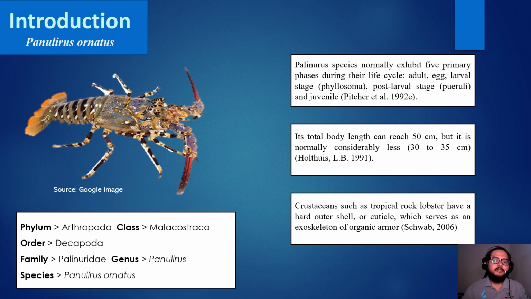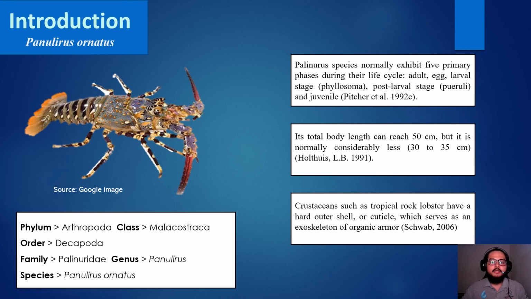Firstly, the introduction for Panulirus ornatus. As you can see, there's the image of this lobster. They are also known as the spiny rock lobster, which is abundantly found in Sabah, Malaysia. They live in the coral reef area under the rocks.